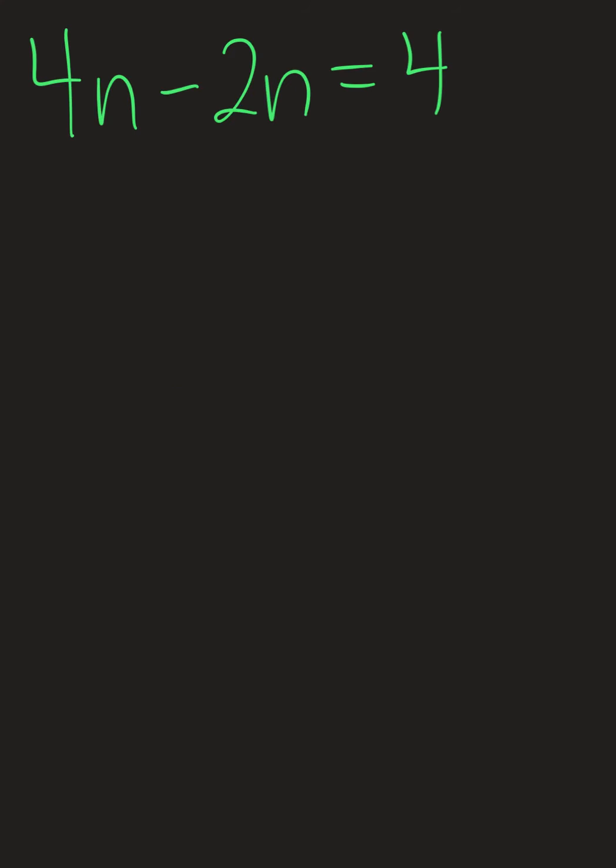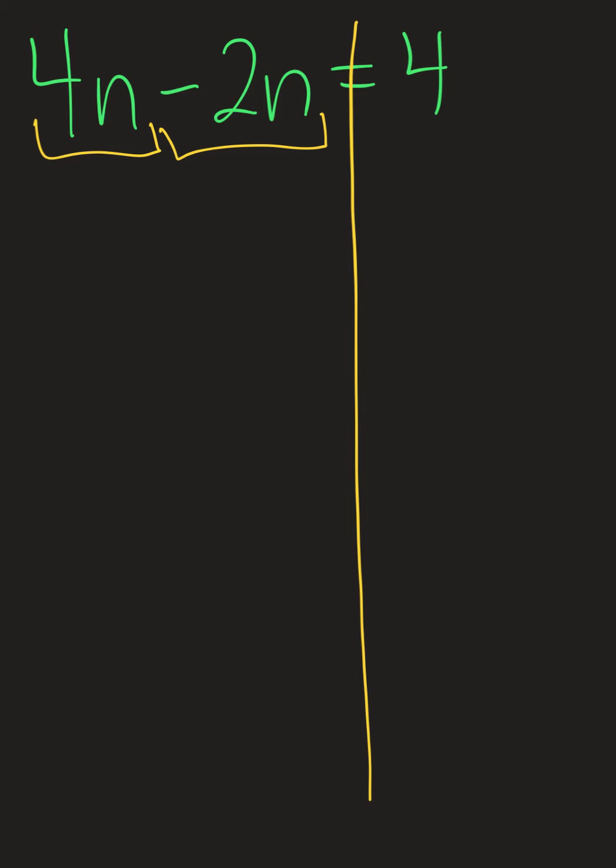So one example we have is 4n minus 2n equals 4. First and foremost, and this is the main reason why I do this, I am going to draw my wall so that I can clearly see where my sides are, because I can only combine like terms that are on the same side of the equal sign. Okay, so I have 4n and I have a negative 2n, right? I also have a 4, but that's on the opposite side of the equal sign. So 4n and minus 2n combine to become positive 2n, and I still have that 4 over there. I'm just going to drop it down.